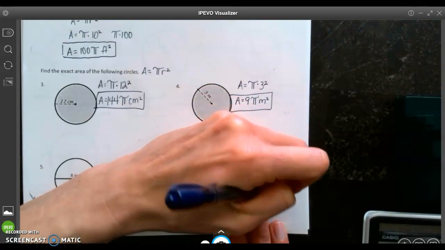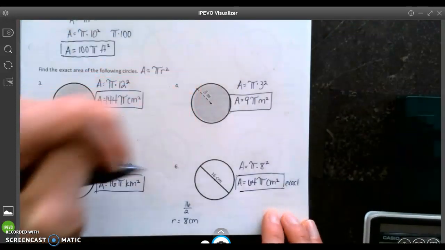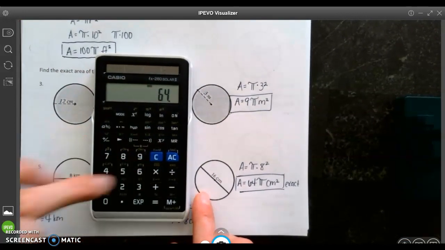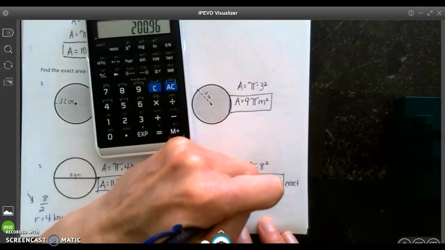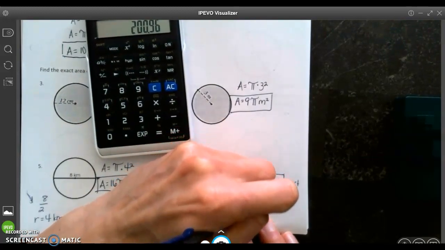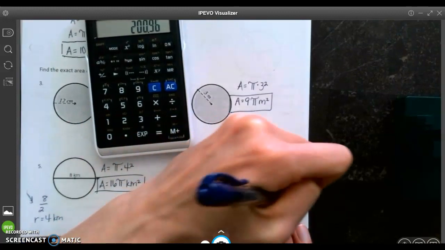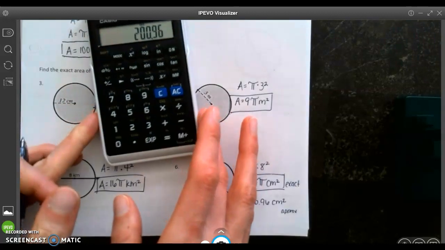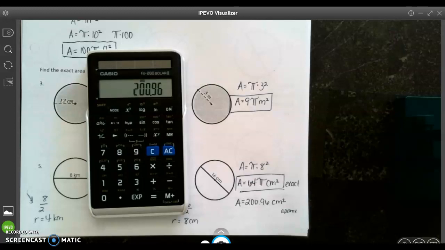So then, if I was not finding an exact area, so remember this is exact, that's what we're finding. If I wanted approximate, I would take that 64 and multiply it by 3.14, and I have 200.96. So area equals 200.96, still centimeters squared because it's still area, and then this would be my approximate answer. So it's the same way that we did circumference when finding the approximate answer. We multiply by 3.14. We just aren't going to do that in today's notes and on today's homework.